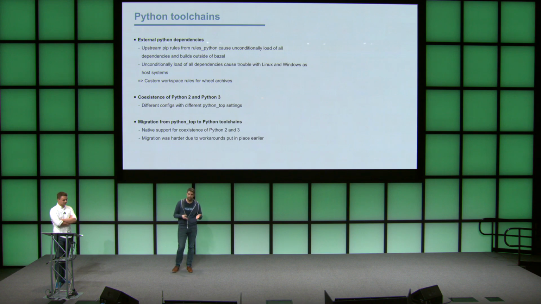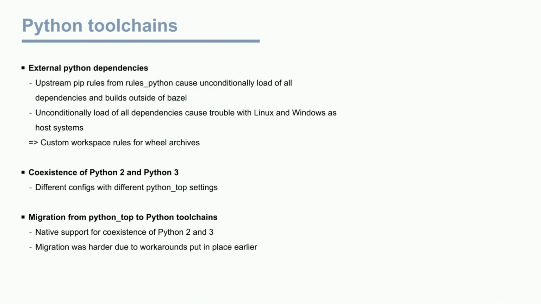In our tree, we also had the coexistence of Python 2 and Python 3. Before we moved on with Python toolchains, this was a challenge for us because there was only one Python top. And we tried to make this part as hermetic as possible, so we have our own way of having a hermetic Python integrated in the toolchain. Nevertheless, we had to use different Python tops in different configurations that we are building. That was really painful.